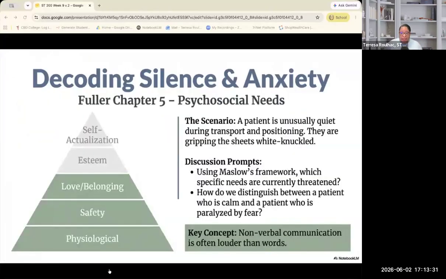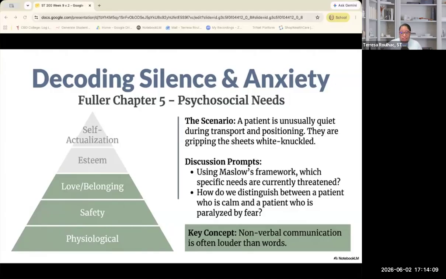Chapter 5 reminds us that psychosocial needs do not disappear in the operating room. They just become quieter. And sometimes silence is not calm. A patient is unusually quiet during transport and positioning. They're gripping the sheets, they're white knuckled, they're tense. Nothing dramatic. There's no crying. There's no verbal complaints. But something is happening. This is where your professional judgment begins.